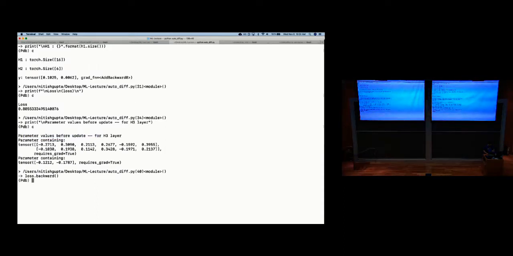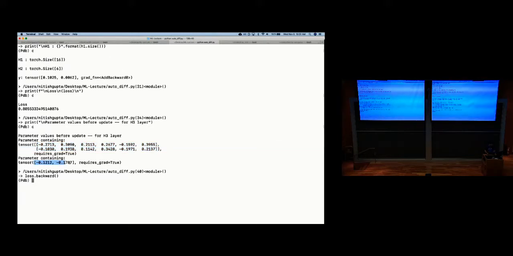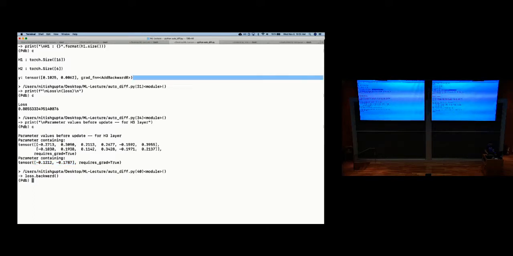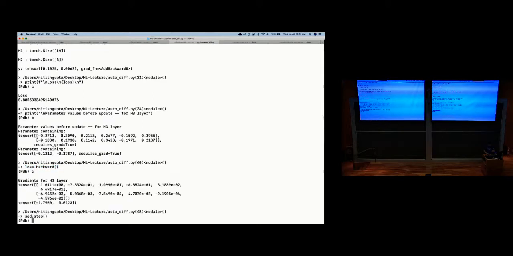So the parameter values before the update for H3 is this matrix of size 6 cross 2, and some bias vector of size 2. By the way, when we got this output y, we had already done the forward pass, right? Great. Now I call this function loss.backward, which is basically computing the gradients for you. That is doing the whole backward pass and computing the gradients across the layers. Something happens, and these are the gradients I get.